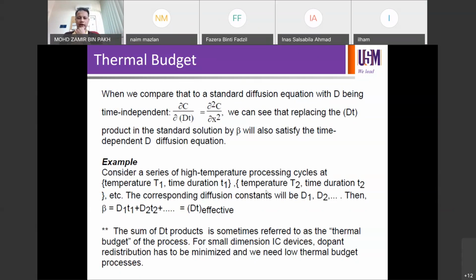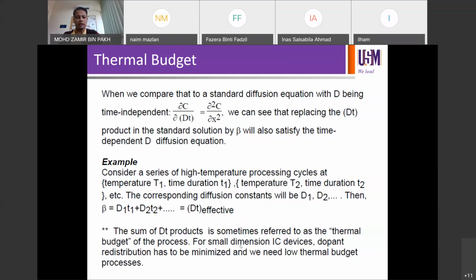So consider a series of high temperature processing cycles at Dt plus Dt plus Dt plus Dt. So the sum of Dt products at the bottom here is sometimes referred to as the thermal budget of the process. So you're not inducing Dt in the diffusion process alone, but rather you have a series of Dt in some other processes as well that could also affect your dopant profile without you even knowing it, right?